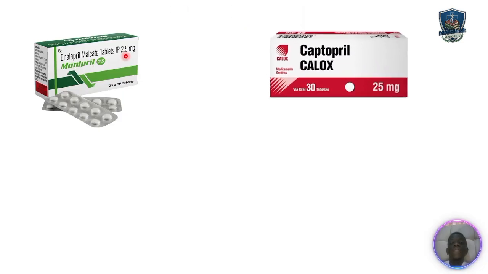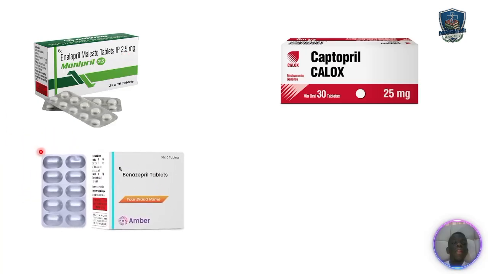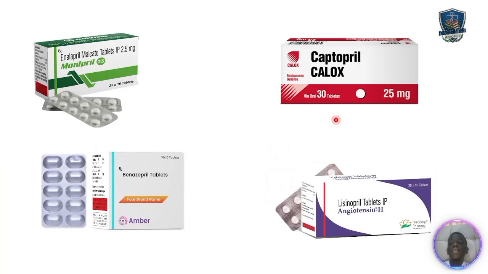We also have captopril. I'm sure you guys have come across it. And we also have benazepril. So these are some of the drugs that fall under the category of angiotensin converting enzyme inhibitors: enalapril, captopril, benazepril, lisinopril. These are some of the drugs that can be used as antihypertensives. And remember, these drugs inhibit the angiotensin converting enzyme. Remember that enzyme is always produced in the lungs.